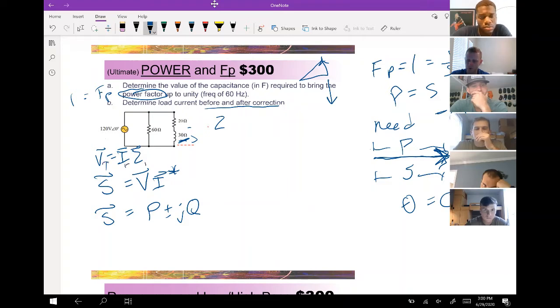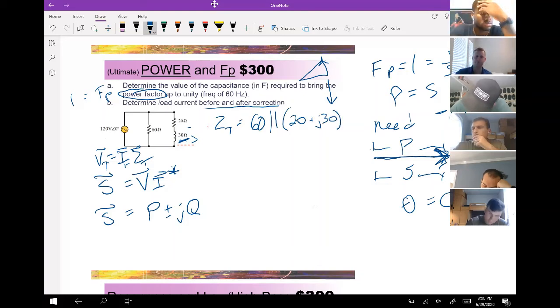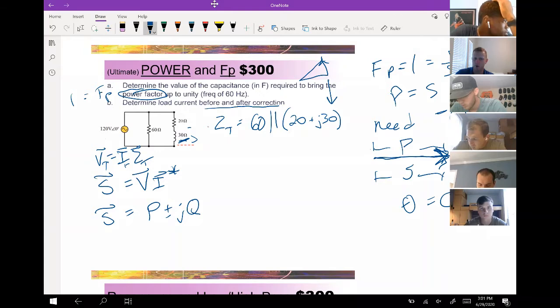So if I'm looking at the totals here, these are kind of my steps on the left, and I'm going to actually solve it on the right. Okay, so my Z total is going to be 60 paralleled with 20 plus j30. Is everyone okay with that as my Z total? That's a relatively easy Z total, but there are others in the course where it's just this idea of writing parallel. Any questions on that before I keep going? Nope.